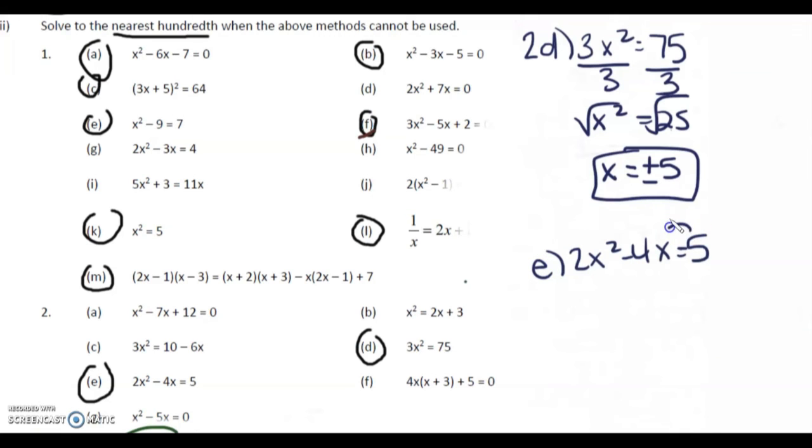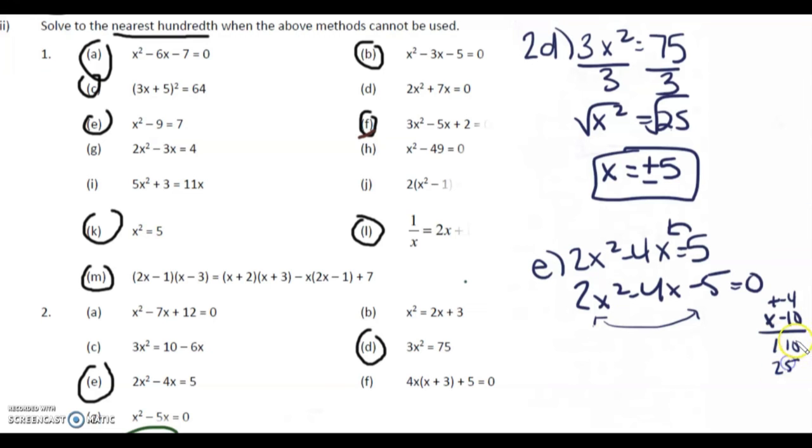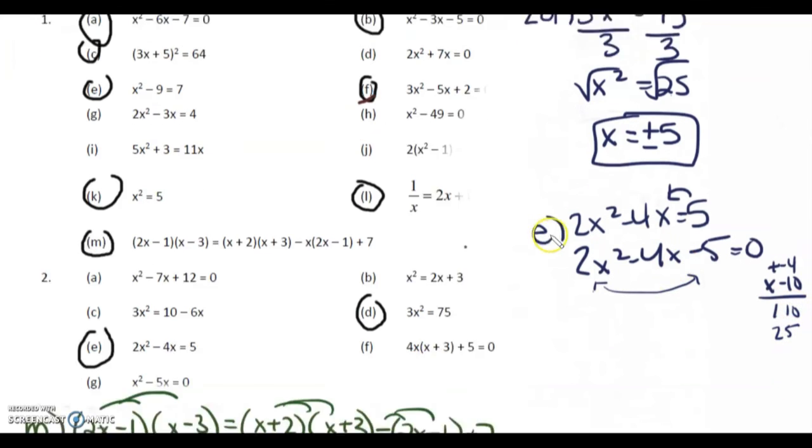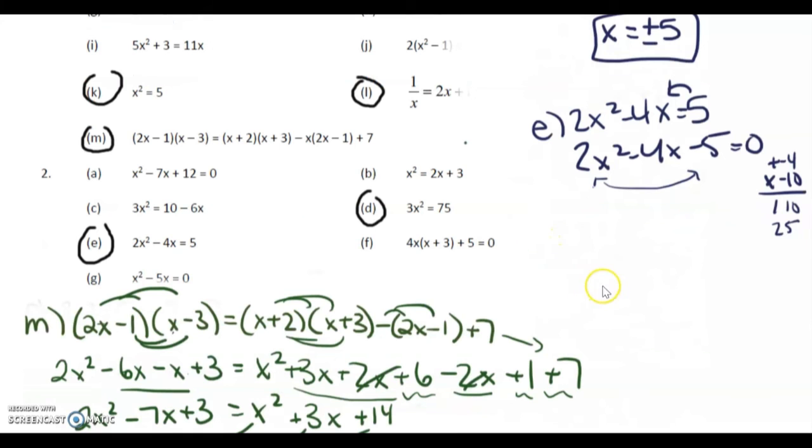Okay, and e, I'm going to bring this 5 over. So I get 2x squared minus 4x minus 5. So what two numbers multiply to negative 10 and add to negative 4? So if you think about this, 1 times 10, 2 times 5, neither of these are going to add to negative 4, so we have to use the quadratic formula.